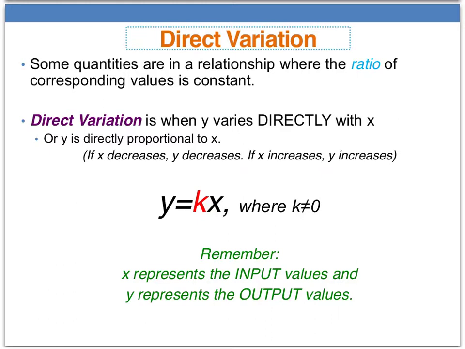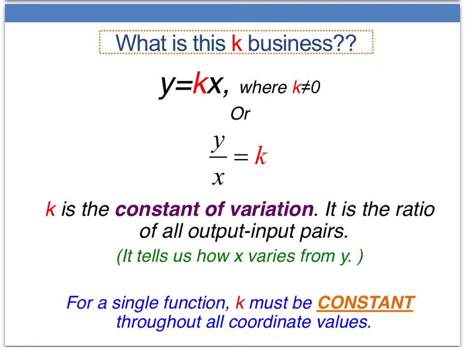variation. Now when we're talking about a function, we always have an input and an output value. Our input value is x and our output value is y. So our input and our output value are going to vary directly at a constant rate. So what is k? k is the constant of variation. It is the amount that we're going to be changing by, but it's always going to be the same.